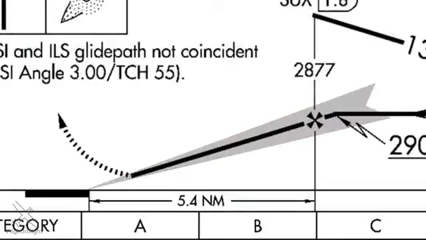Here are the symbols on the actual approach plate. You can see the glide slope feather just as we've drawn it out, as well as the approach path having the aircraft start at an altitude below the glide slope and intercept it from below.